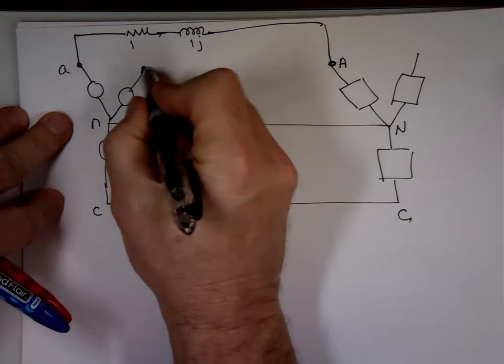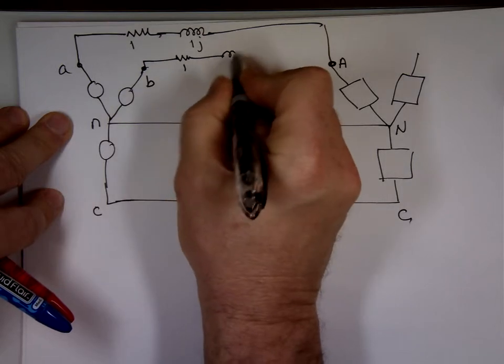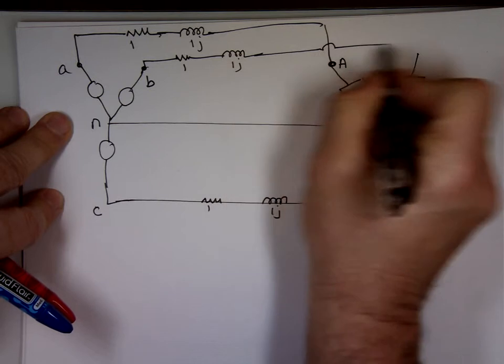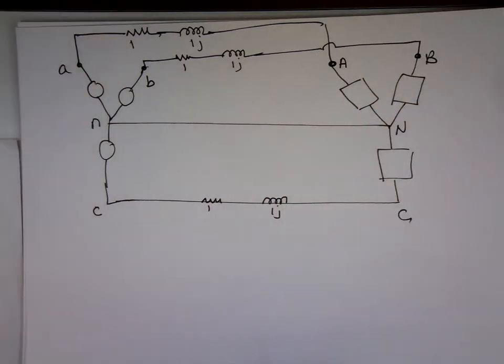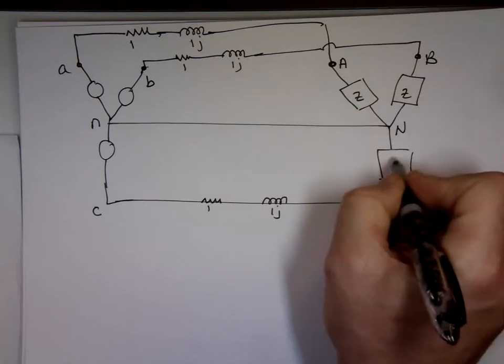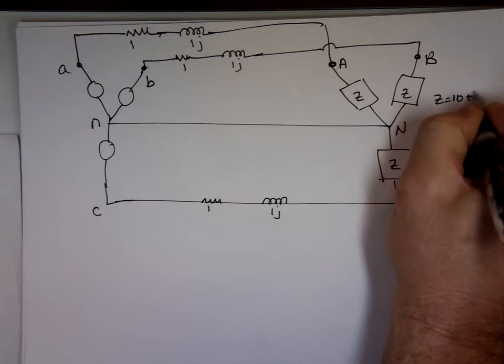B, 1 ohm, 1J, and this is capital B. The load self, each one of these, it's 10 plus 10J. We'll call that Z here. Z equals 10 plus 10J.